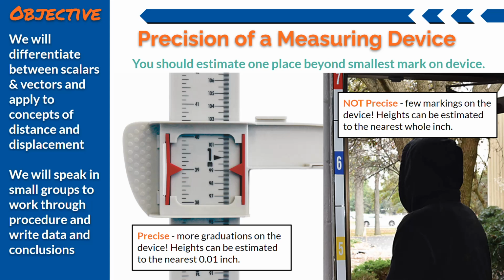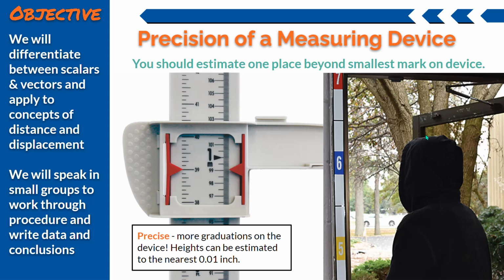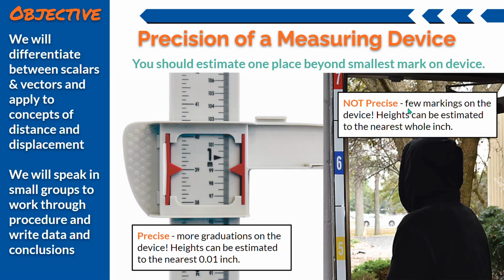I can estimate how tall this guy is. So if this is 6 foot and this is 6'5", I don't know, maybe he's 6'3". I don't know. He could be 6'2". He could be something else. I can't tell. But that's the point, it's not a very precise device, but you can only estimate one place past the smallest marking on your device.